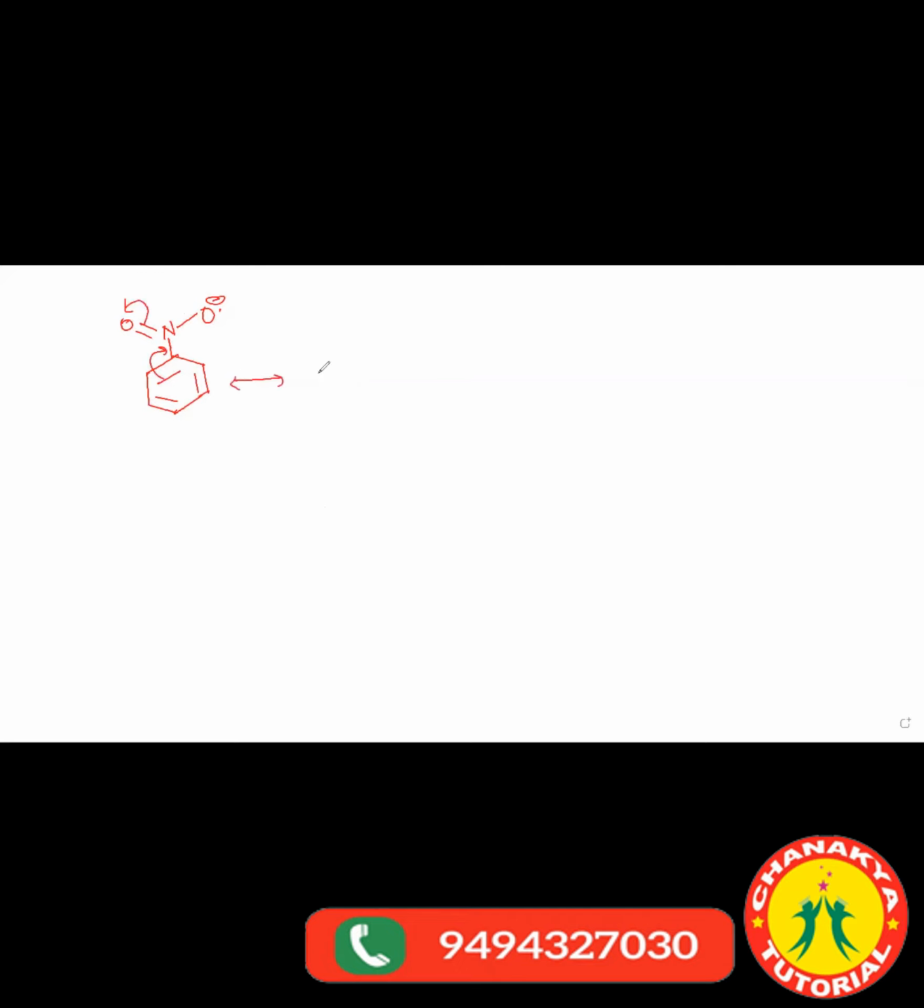So what will you get? The canonical form in this way. This is your benzene, and your double bond would be as it is. That won't be changed, as this double bond is utilized to form the nitrogen-carbon double bond. Your oxygen with negative charge, as this double bond has been shifted onto the oxygen, and here also oxygen with negative charge. Clear?